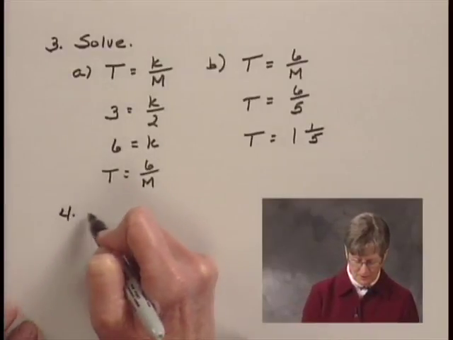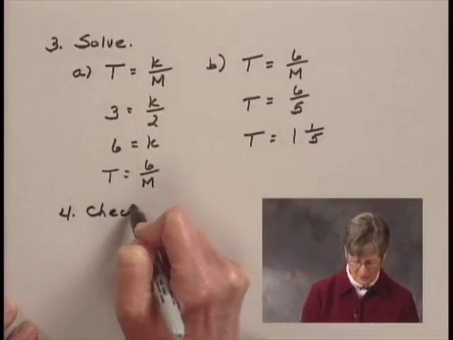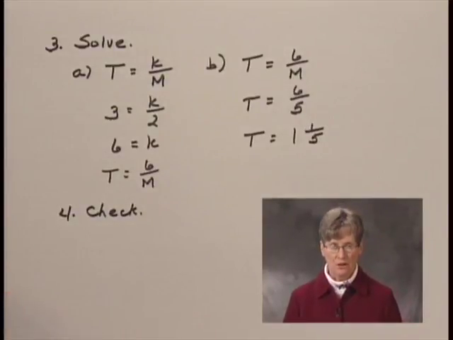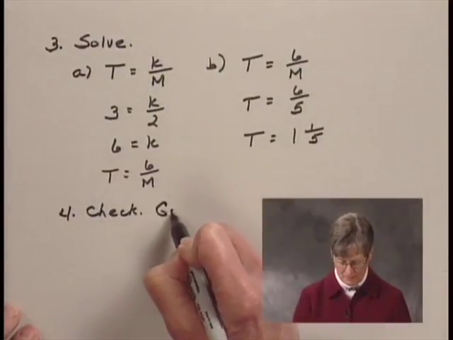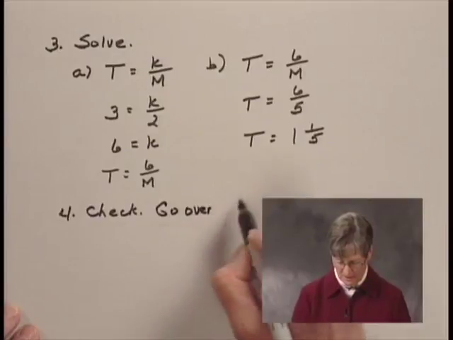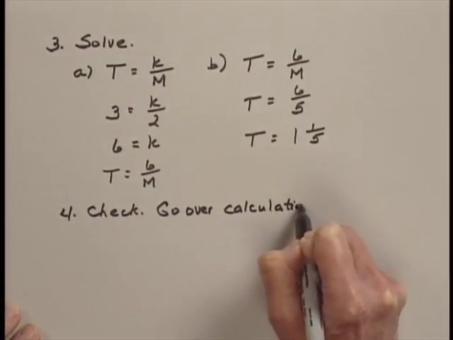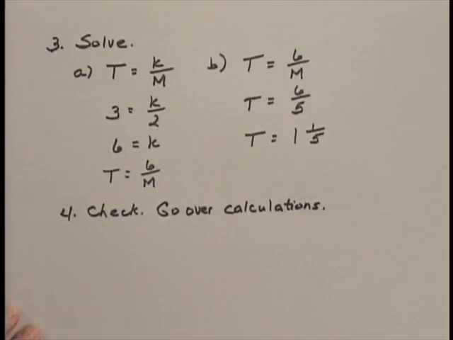Now the next thing that we need to do is to check this result in the original problem. And there are a couple of things we could do. We could go over the calculations again, just to make sure we haven't made any mistakes with arithmetic or with some kind of algebraic step that we've done. And the other thing is just to stop and think if this seems to be a reasonable answer.